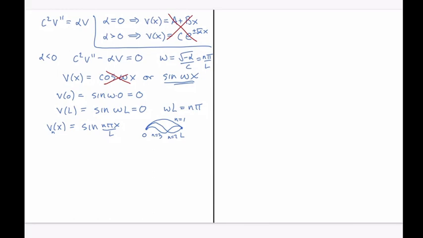We call n equal 1 the fundamental frequency, or the fundamental mode, and then the other ones, with a guitar string, at least in the music context, we call overtones, and sometimes you'll hear them referred to as harmonics.